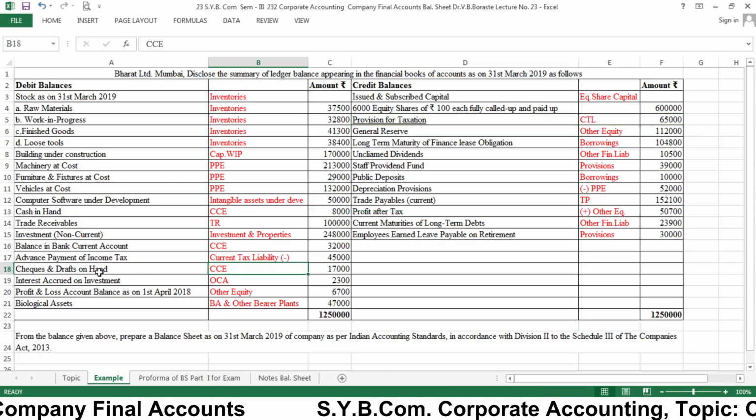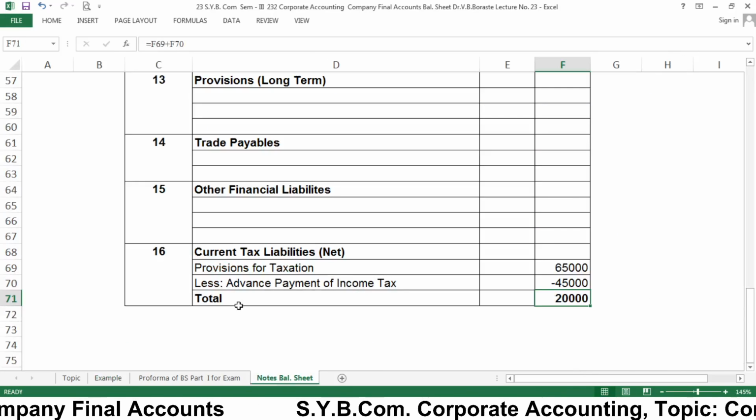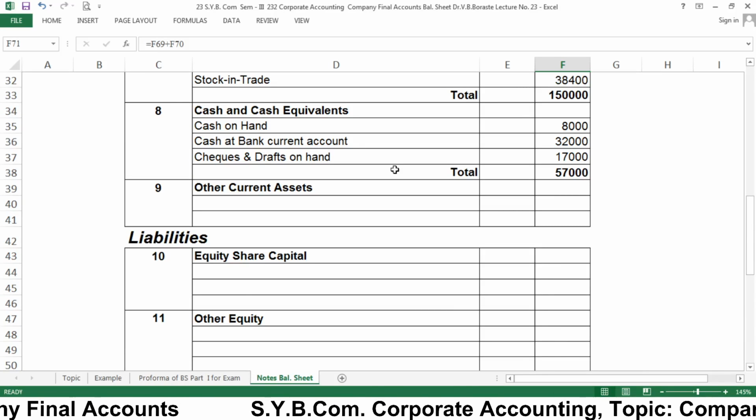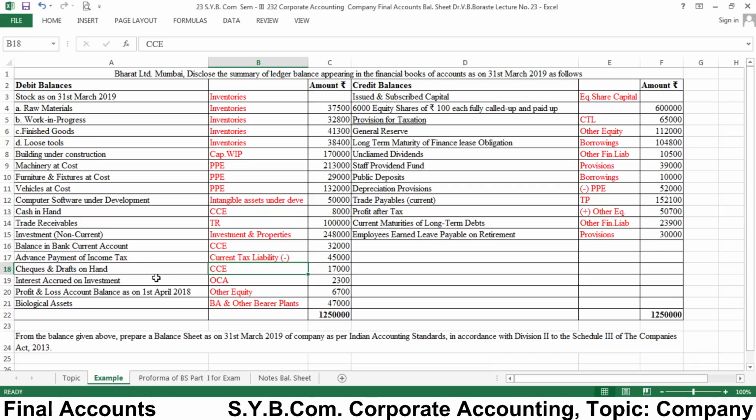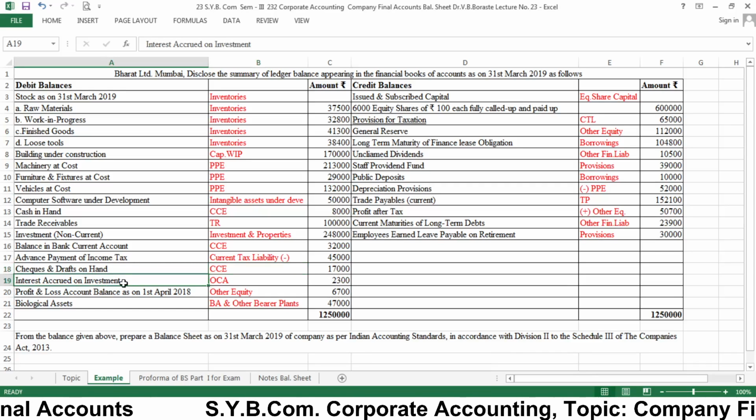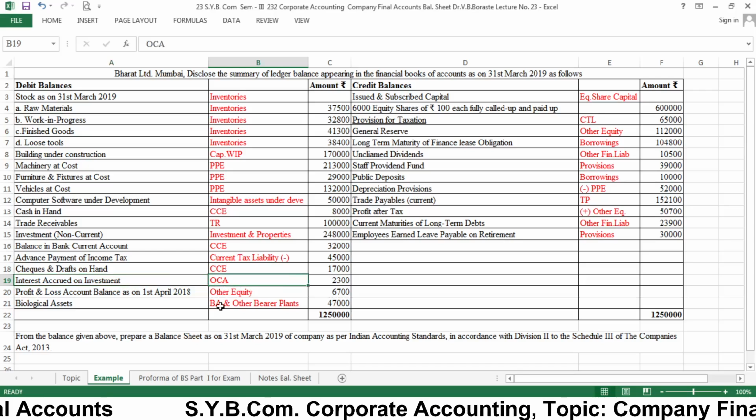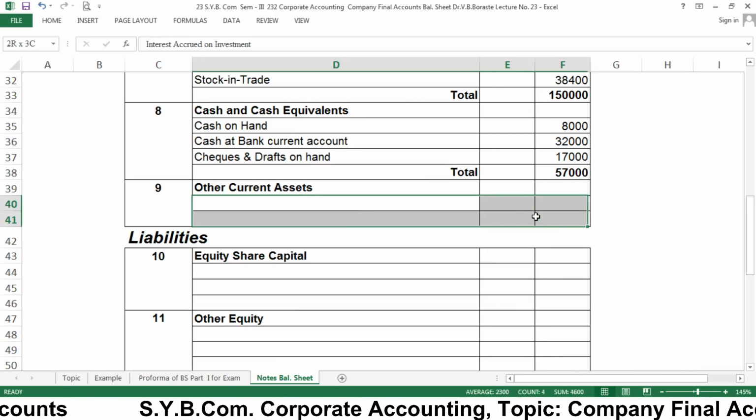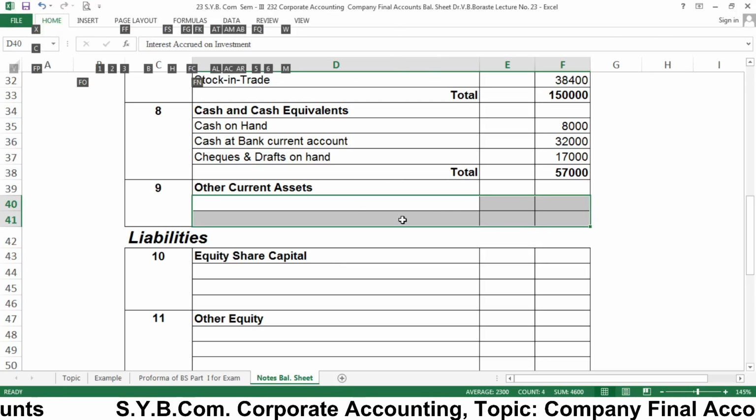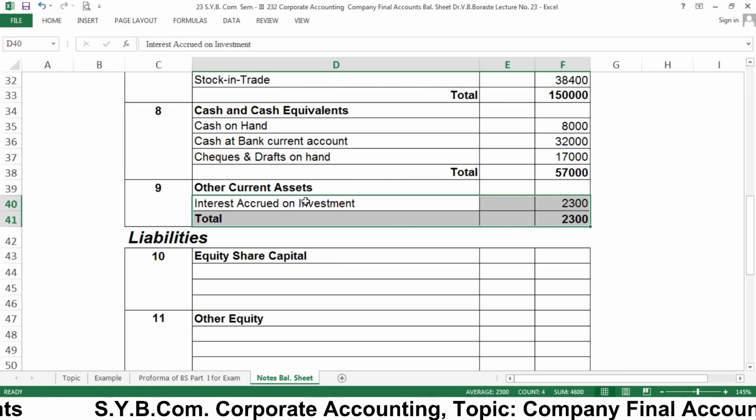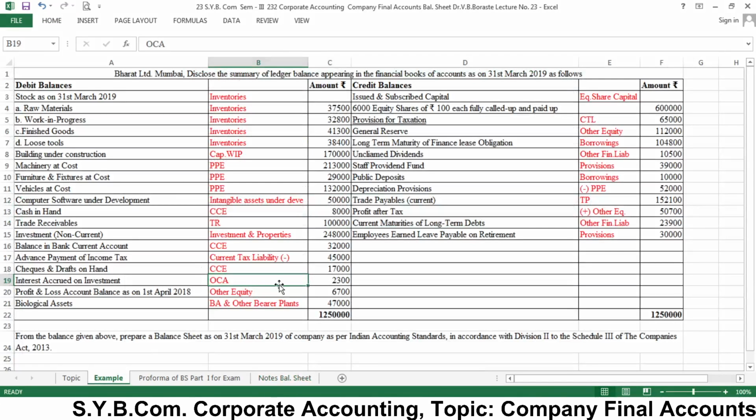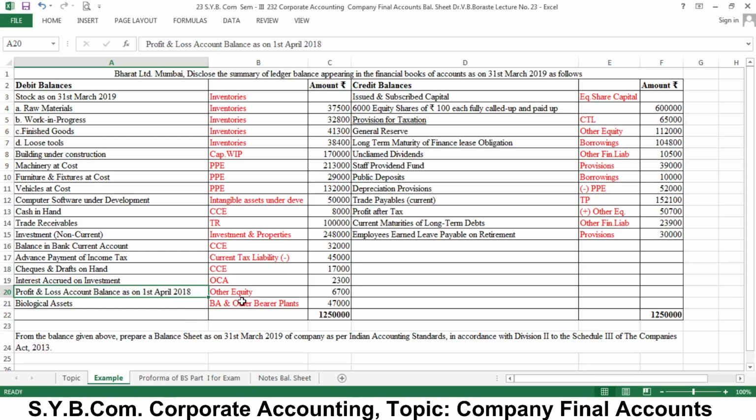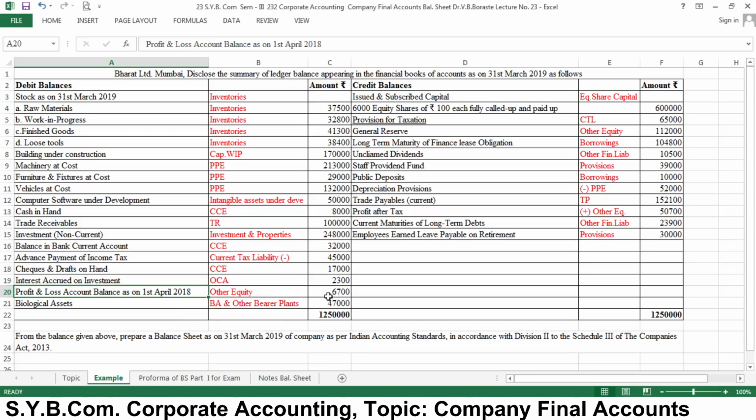After that, checks and drafts on hand, as I earlier mentioned, are already pasted over here. The next debit balance is interest accrued on investment. It has to be recorded in other current assets. So here the other current assets amount is 2,300.